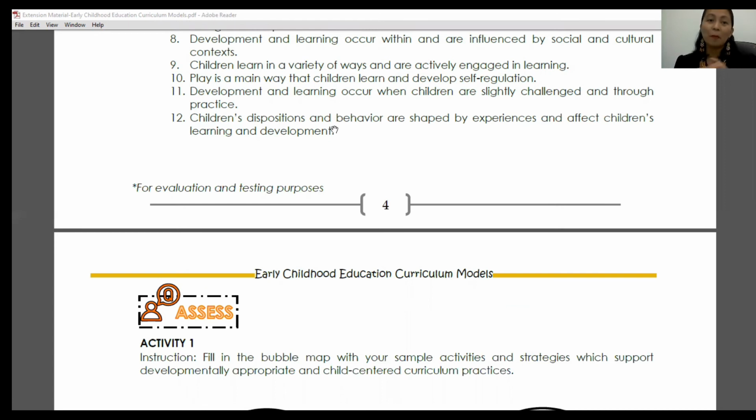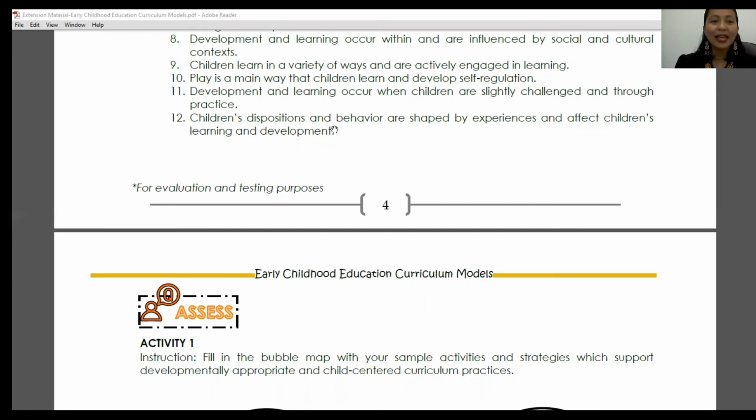Di pwede na pare-pareho lang, or else you will not be able to fully unleash the potential of the child. So first, you may start giving the child a simple activity, and then if the child succeeds in doing this activity, then provide another activity that will challenge his or her creativity or thinking skills. And if the child succeeds, provide some more, and the complexity and level of difficulty increases. And that way, the child will be challenged, but in a good way.